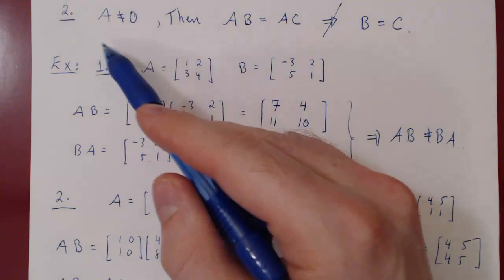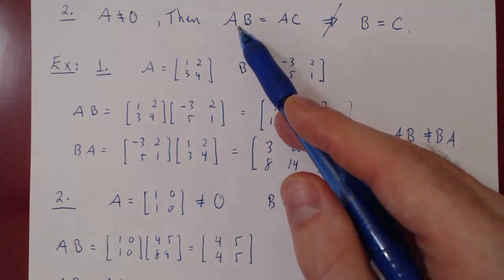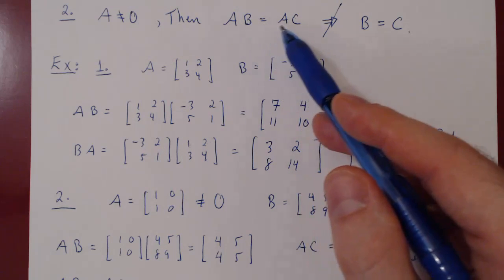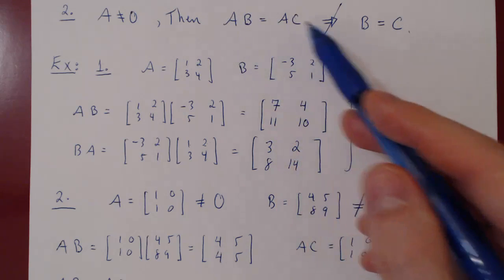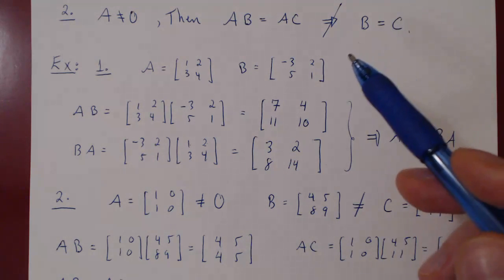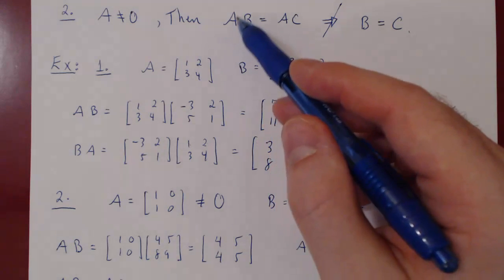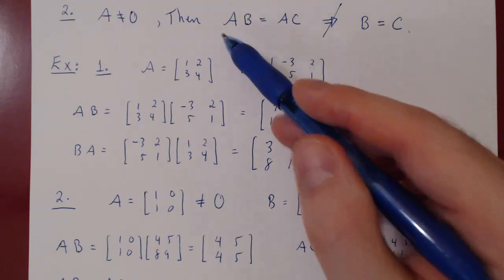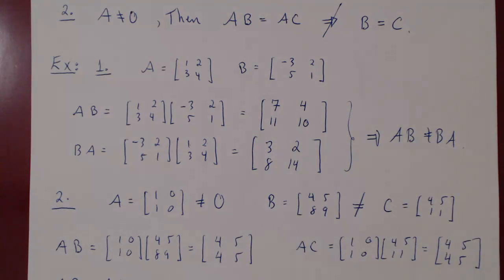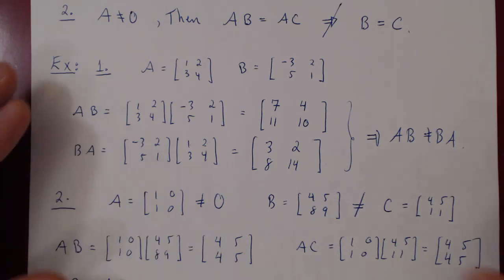Even though A may not be the zero matrix, if AB equals AC, we cannot always conclude that B equals C. As I've said before though, we will very shortly find a criteria as to when we can cancel the matrix A, and this will be the idea of invertibility.